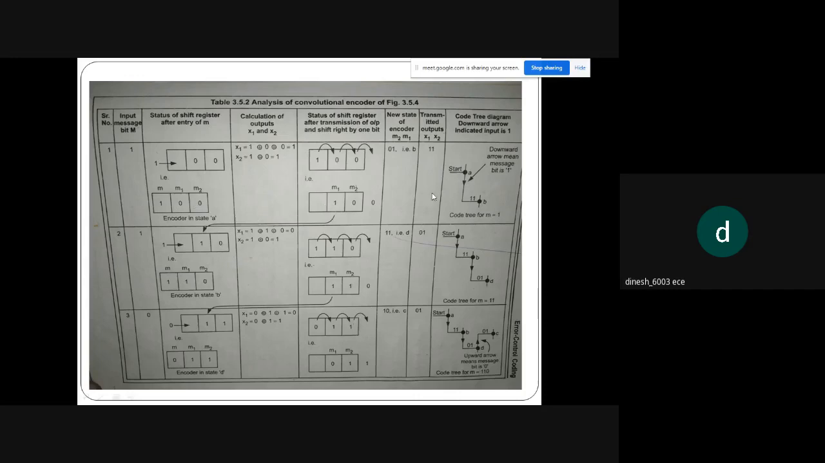After the first row, in the second row, I have the new state which was generated. The new state is 0 1 for m2 m1. So m2 is 0, m1 is 1. For this I am going to give a message m. m is 1, so I write 1 here. When I give 1 having B state, the outputs x1 x2 are 0 1.